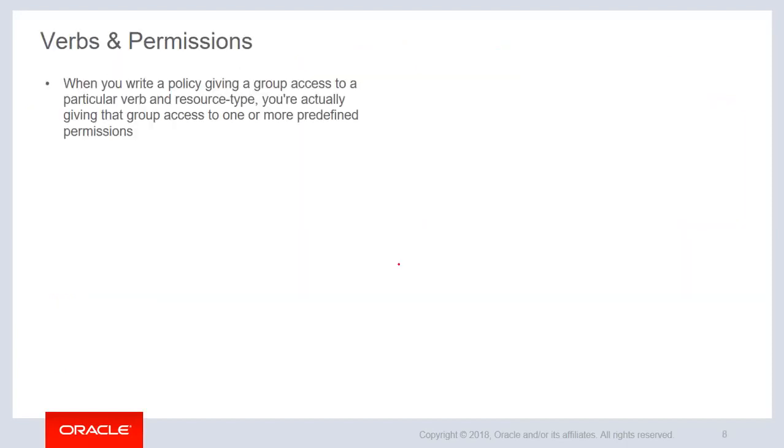Now there is also one concept which is very important to understand. When you write a policy giving a group access to a particular verb, meaning the level of access they have, and a resource type, whether it's aggregate or database or virtual network or storage, what you are actually doing is you are giving that group access to one or more predefined permissions.